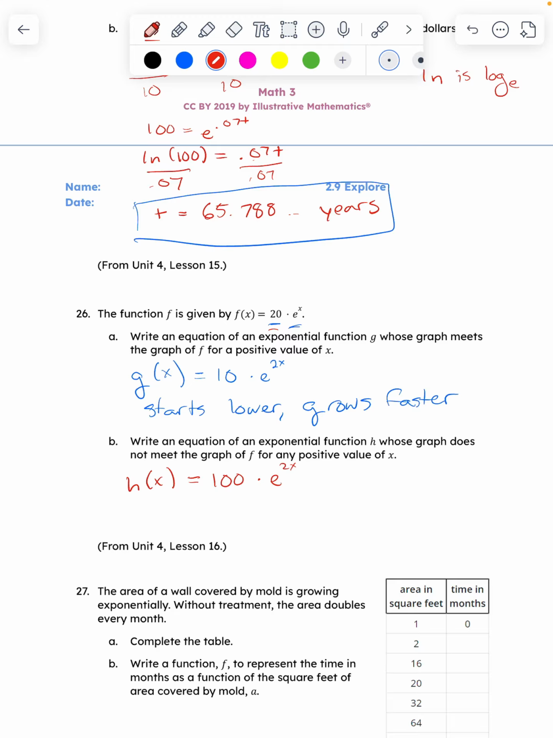I could even have picked something like e to the x, because it would sort of be parallel in a way. They would start at different points, but they would grow at the same rate. So our initial function would never be able to catch up. But either way, those functions will not intersect.